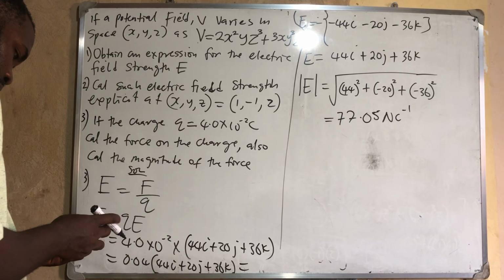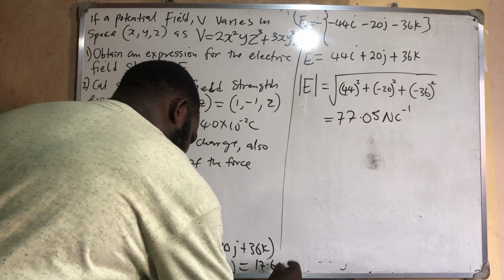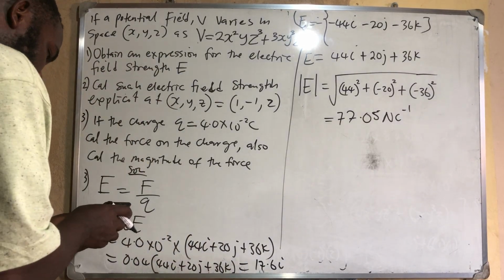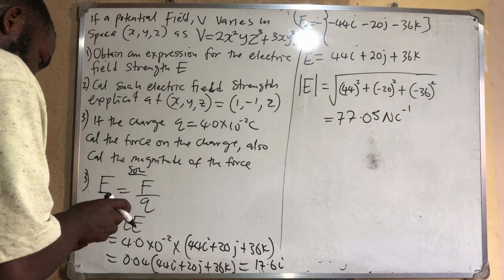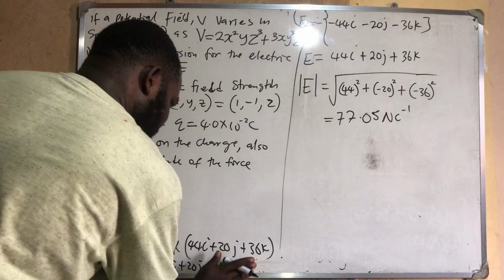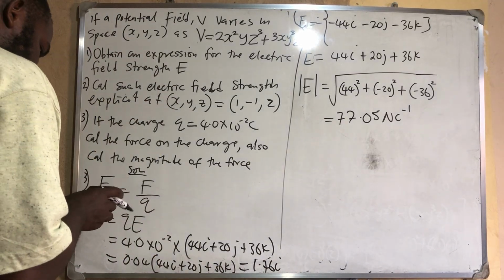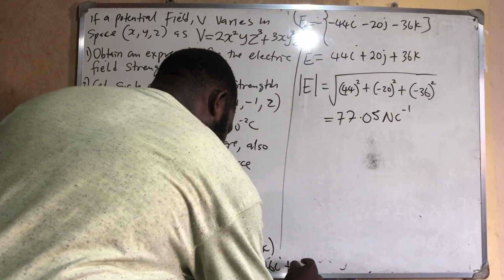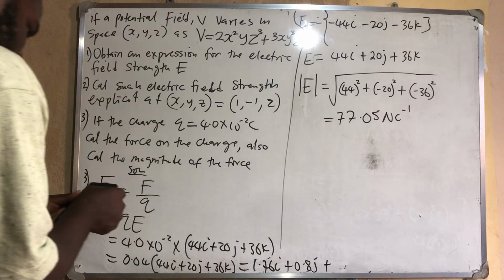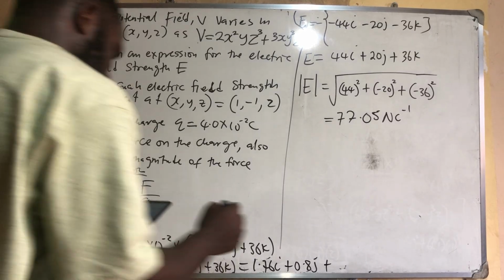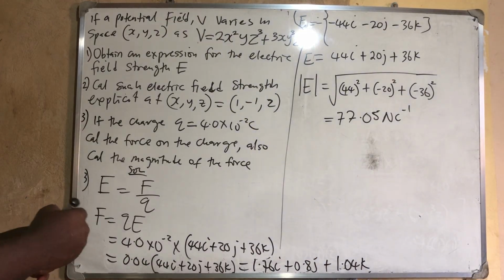44 times 0.4, so I have 17.6 I. 20 times that, 0.04 times 44. Sorry, 1.76 I, all right? I have 20 plus 0.8 J plus 36, 1.04 K. Okay, so this is my force.